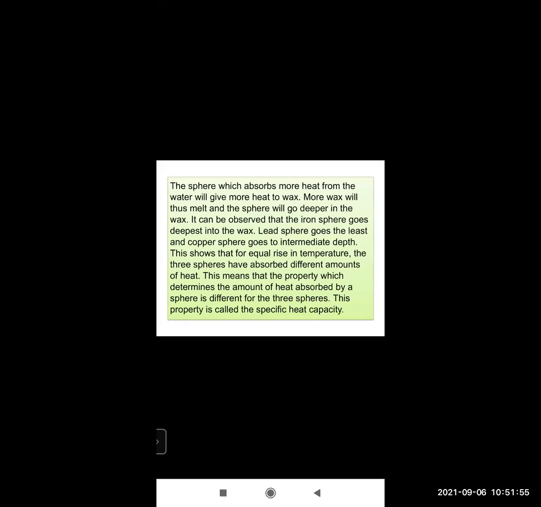Now see, what are the observations? The sphere which absorbs more heat from the water will give more heat to the wax, correct? So the sphere kept in the boiling water which absorbs more heat from the water will give more heat to the wax. More wax will thus melt and the sphere will go deeper in the wax. The sphere which has absorbed more heat will go deeper into the layer of wax. It can be observed that the iron sphere goes deepest into the wax.